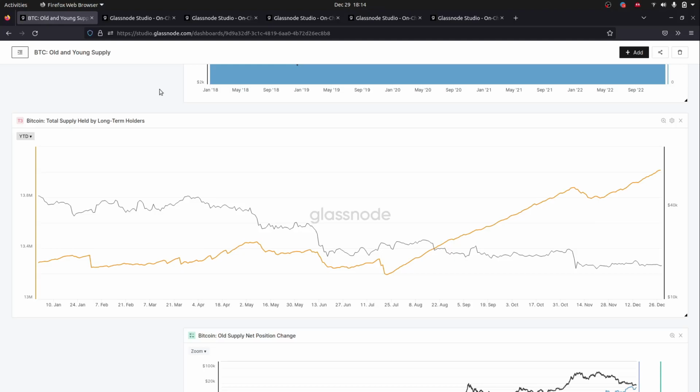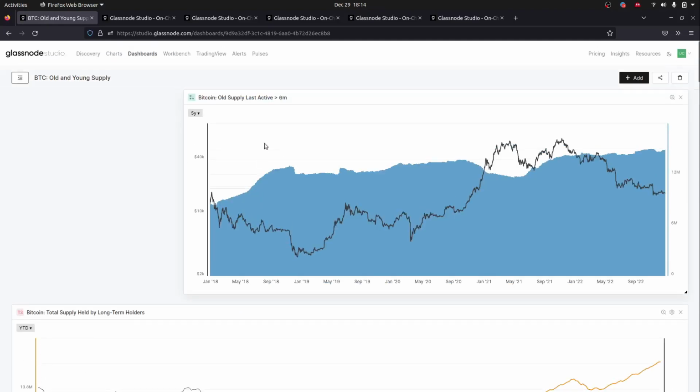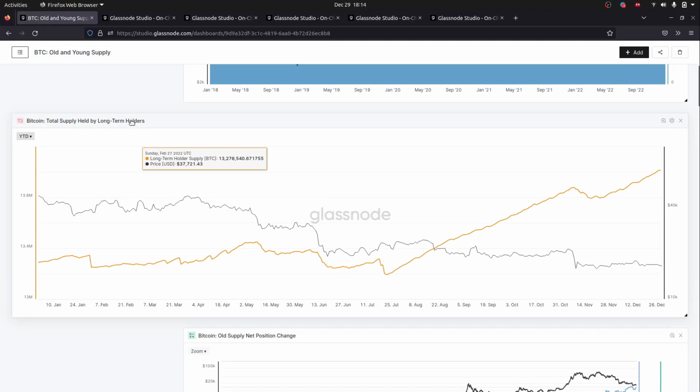Now, let's just look at this initially, and then we'll jump across to a combination chart looking at old supply, which is just all the coins older than 6 months, versus long-term holders, which is 155 days or 5 months. So they're not perfect, but they're not too far off either.